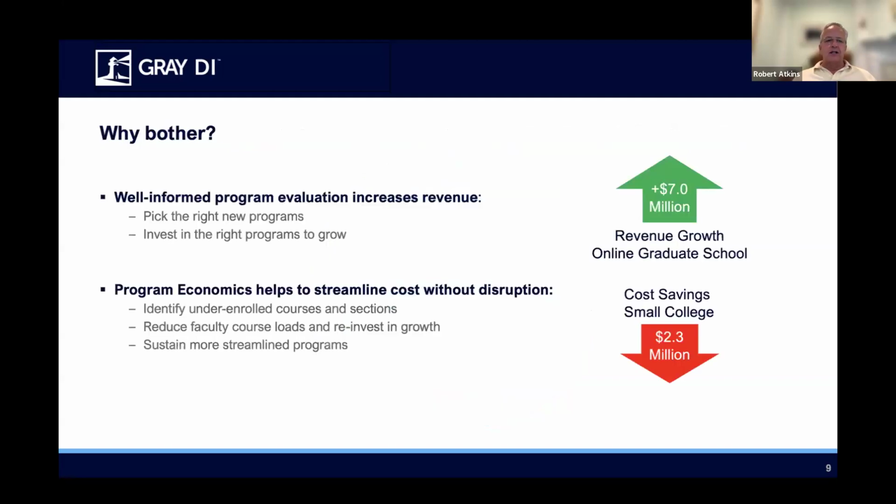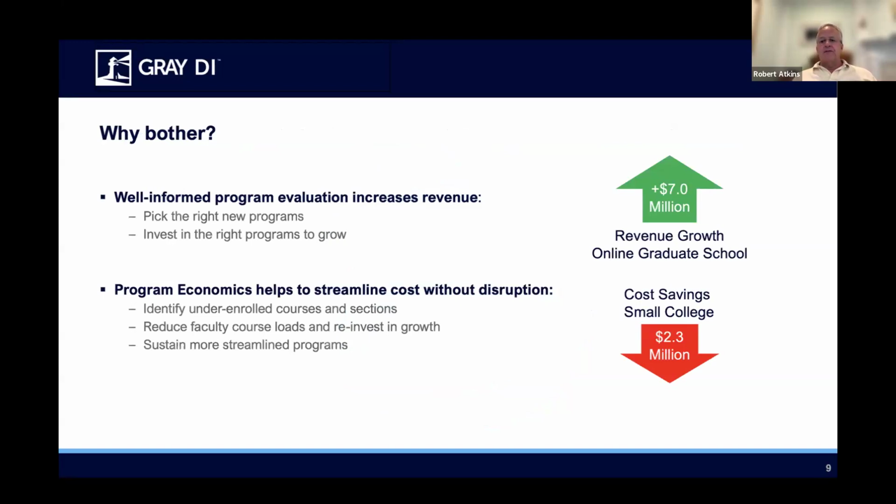Now, let's take a look at what happens when you do that, and why bother with this. Well-informed program evaluation increases revenue. It really does. One of our clients, as an example, drove up revenue over 3 years in 7 new programs it launched by some $7 million. And that number was still increasing, and that's an annual revenue increase. So over the life of that program, it'll generate tens of millions of new revenue.